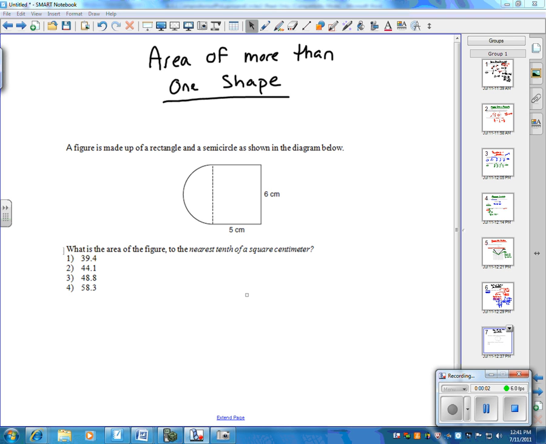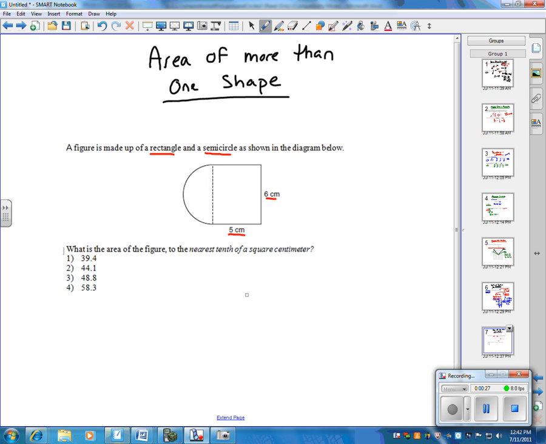We're going to look at a question of finding area when we have more than one shape. They usually call this a composition of polygons. Now, the question says there's a rectangle and a semicircle. They want us to find the area of the whole figure. And they give us a couple measurements. They give us 5, 6.